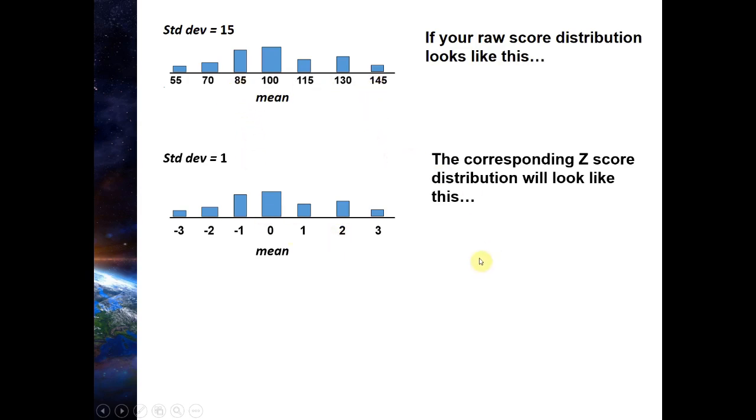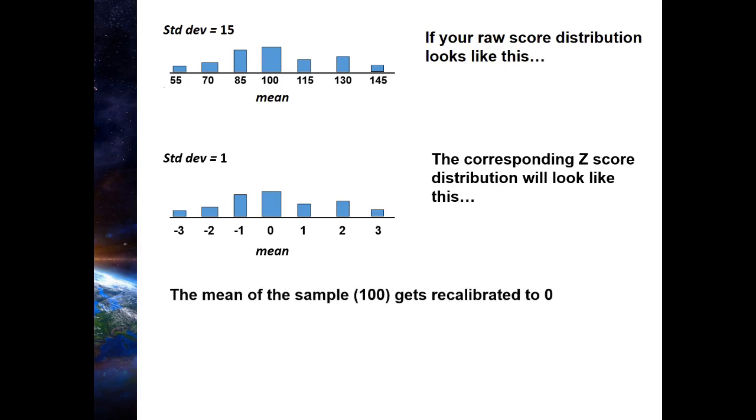Now you might be asking yourself, how come this has happened? Why is this the way it is? And I'm going to explain. First of all, remember that the mean of any raw score distribution becomes 0 on Z. Now, why is that? Well, remember I said that when you standardize all these raw scores, you recalibrate. And part of that recalibration means that whatever the mean is up here, it will recalibrate to 0 down here.